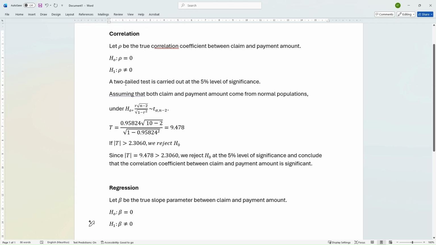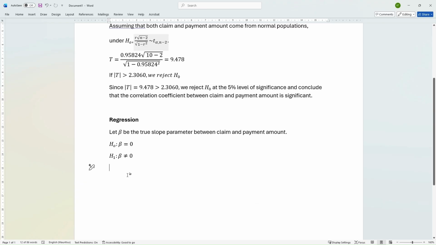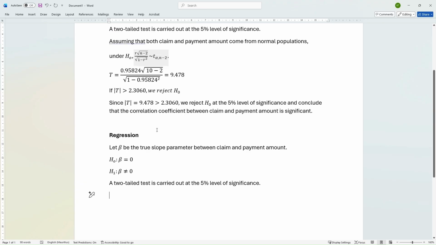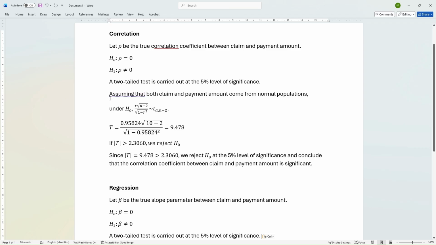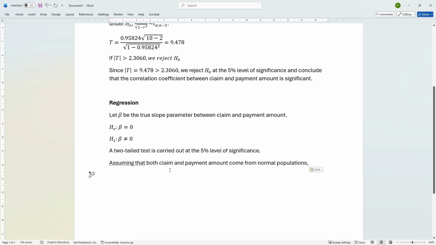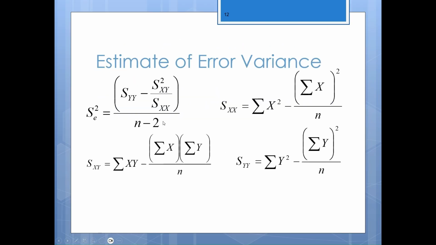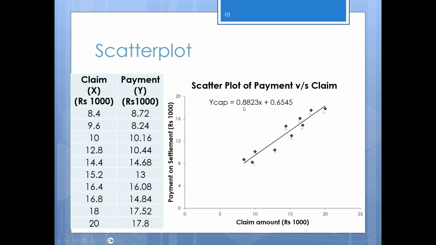We need to go for the same step. A two-tailed test is carried out at the 5% level of significance. That doesn't change. And then you need to do your assumption. Now, when we come to the assumption here, let me just write this down. You will normally assume that b comes from a normal population. What is b? b is the regression coefficient that you have computed here. What you have computed last semester.